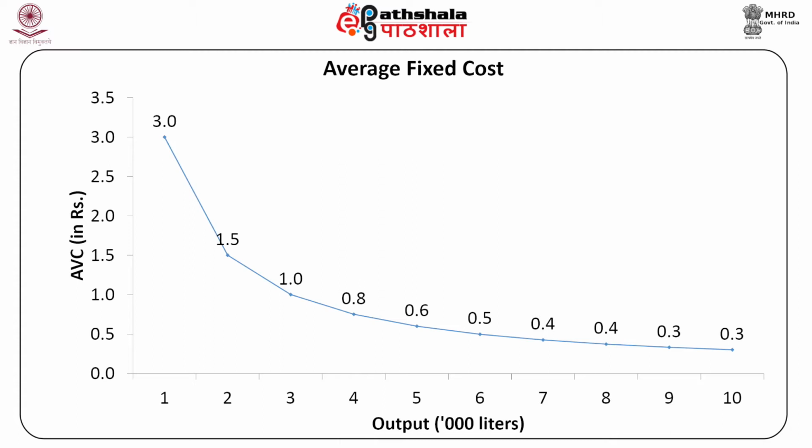As output increases, average fixed cost declines throughout. This has been shown in figure 2. The reason behind the inverse relation between the AFC and output is that fixed cost always remains constant in the short run and does not change with the level of production. So if the output increases, the ratio of TFC to output will decline.